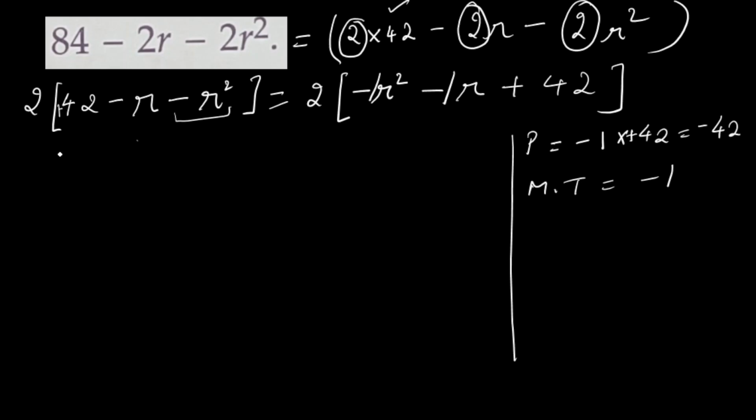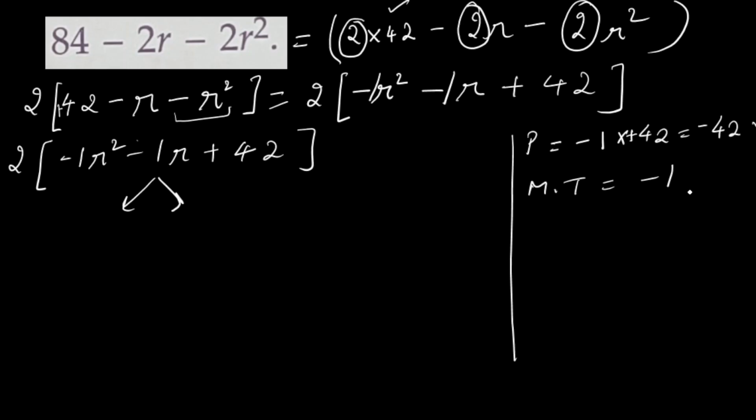Now the middle term, I'll just rewrite this one: minus 1 r square minus 1 r plus 42. So the middle term we have to split into two numbers such that the product of those two numbers is equal to minus 42, and the addition should be, because these are integers, so I'm just using the word addition, because integers are positive as well as negative, their addition should be equal to negative 1.